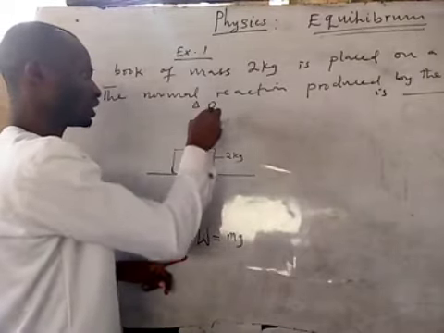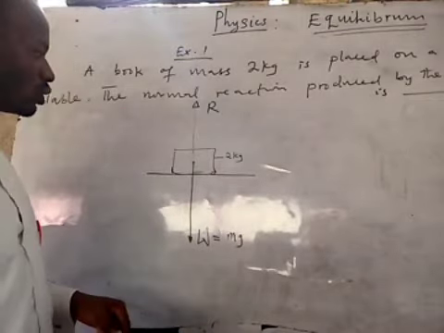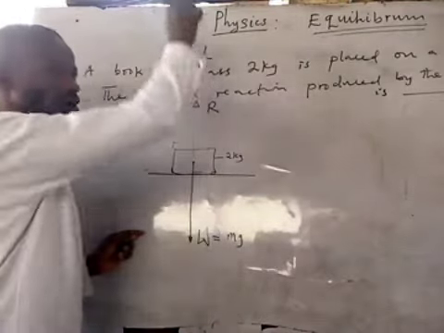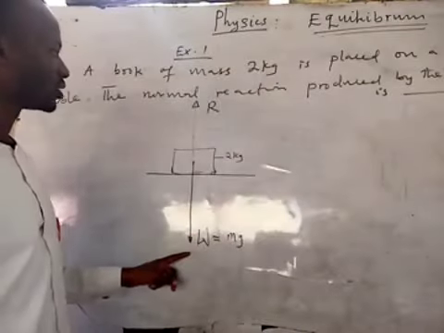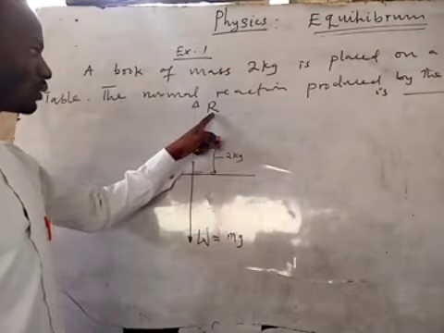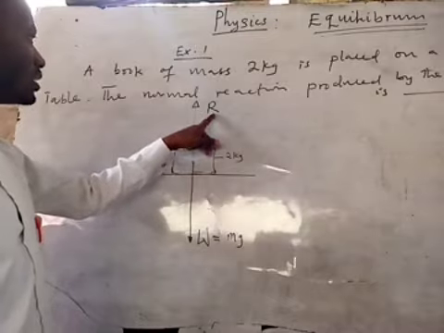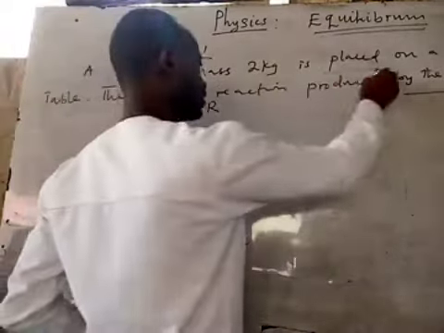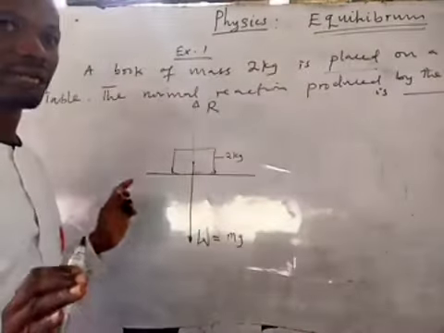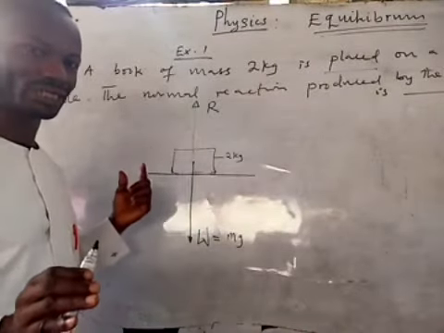Force. The reaction force. So our reaction force will always act upwards, since the weight is acting downwards. So it is this reaction force that we want to find. Please remember, the question says that this book of mass is placed. It was just placed. There was no movement. It remained at rest as it was there.